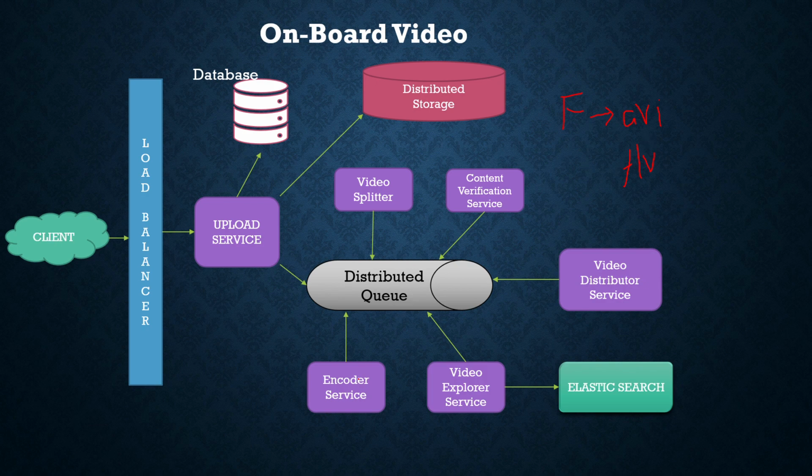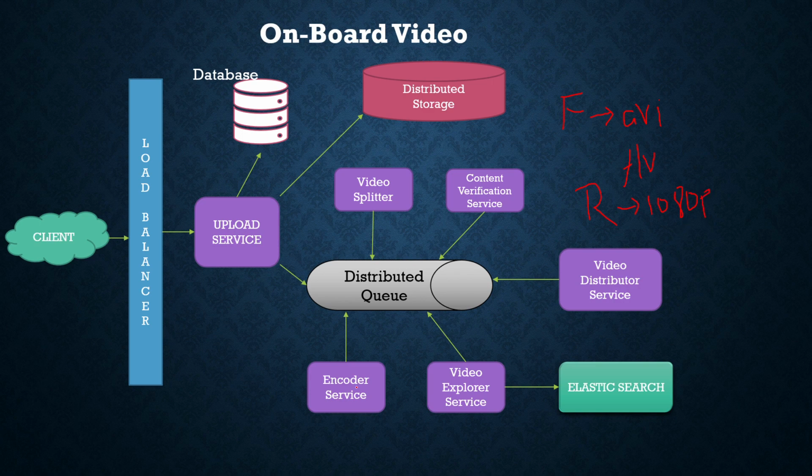So this encoder service, first it will convert it into different formats, and the second thing will be resolution. For each of the formats, the encoder service will convert each of the smaller pieces of the split video into different resolutions also. So this resolution is like 180p or 720p or 480p.